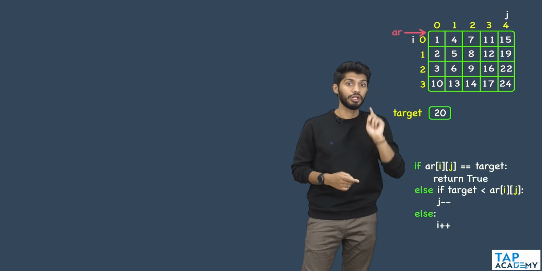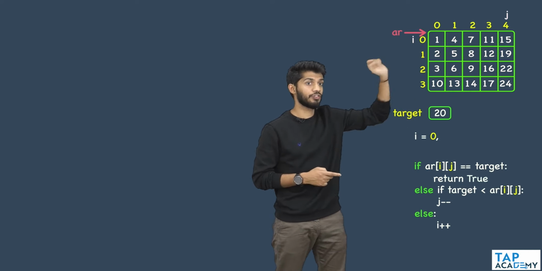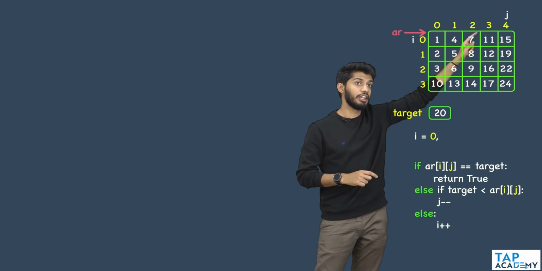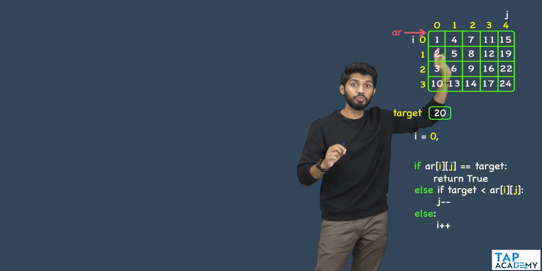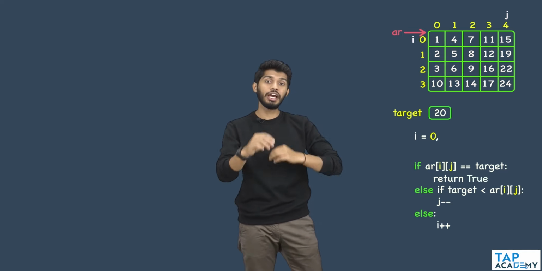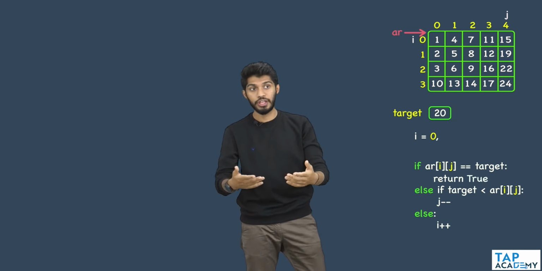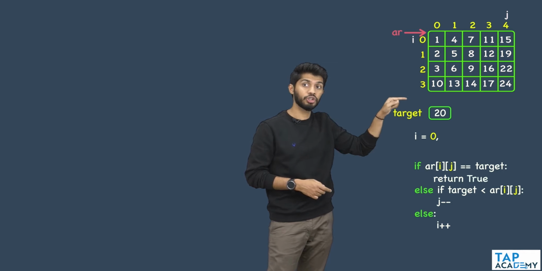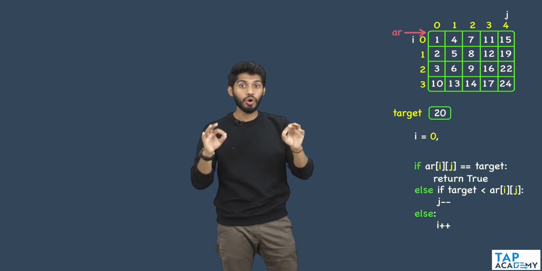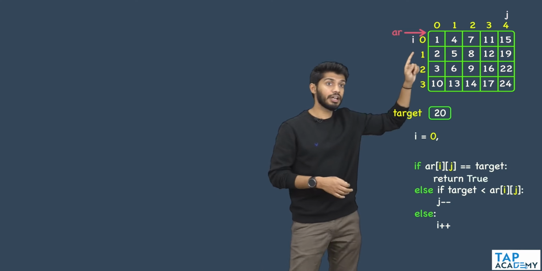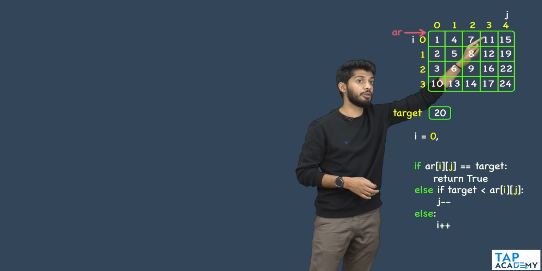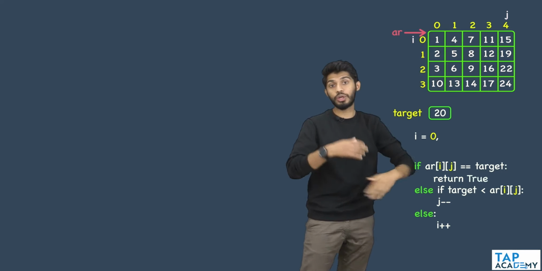First thing that I need to take care of is, the value of i should start from 0 and the value of j should start from length minus 1. If you observe over here, I will not say AR.length or length of AR, because if I say length of AR, it will give me 4 because there are 4 rows. But what is the length I need? I need it as this 4. So basically it is 5. So there are 5 elements and I need the last index. How can I get this?